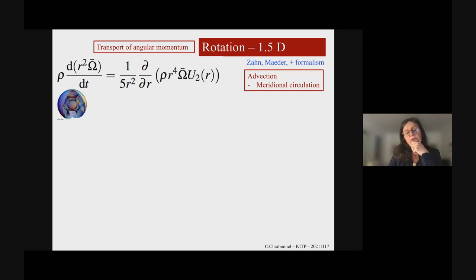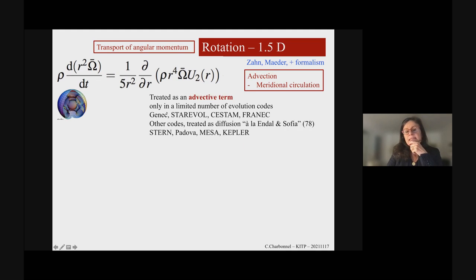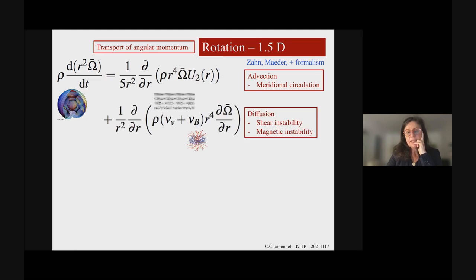So in the Zahn and Maeder formulation, we consider advection. Meridional circulation is treated as an advection. This is included in different codes, Genec, Starevol, STAREVOL, Franec, while in other codes, this meridional circulation is treated as a diffusion à la Endal and Sofia, and this is the case for these codes. Then you have also the transport of angular momentum through the shear instability, which is here, and eventually through magnetic instability. So both come into this part of the equation.